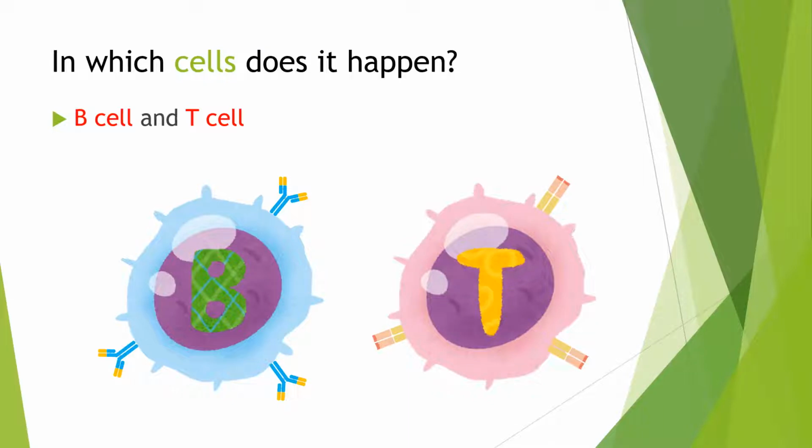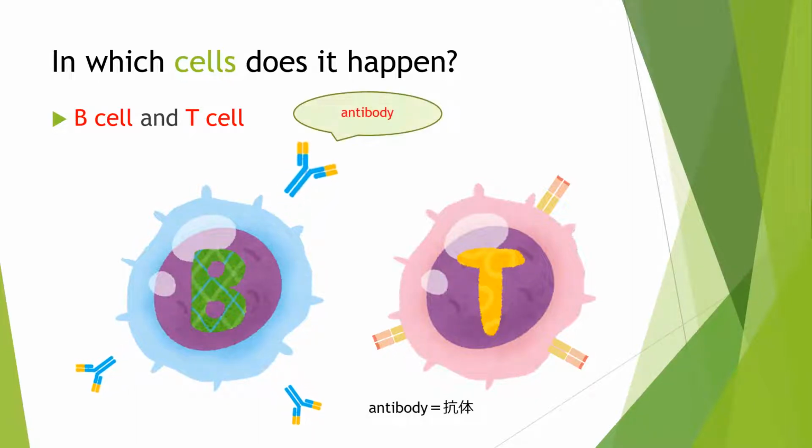Then, in which cells does it happen? The answer is B cells and T cells. B cells produce antibodies, and T cells have TCRs. We will explain the function of them later.